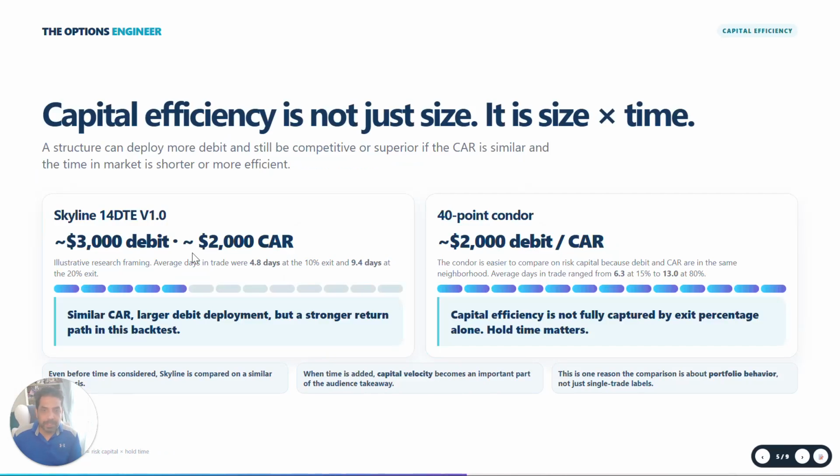Here the point is capital efficiency. Skyline may deploy around $3,000 of debit, but the risk framing we are using is about $2,000 of capital at risk or max loss. The 40-point Condor is also framed around $2,000 of debit and capital at risk. So the risk comparison is already closed. Then we add time. Skyline averaged about 4.8 days at the 10% exit and about 9.4 days at the 20% exit. The Condor ranged from about 6.3 days at 15% to about 13 days at 80%. So capital efficiency is not just how much is deployed, it is about how much is deployed for how long and with what path of drawdown.